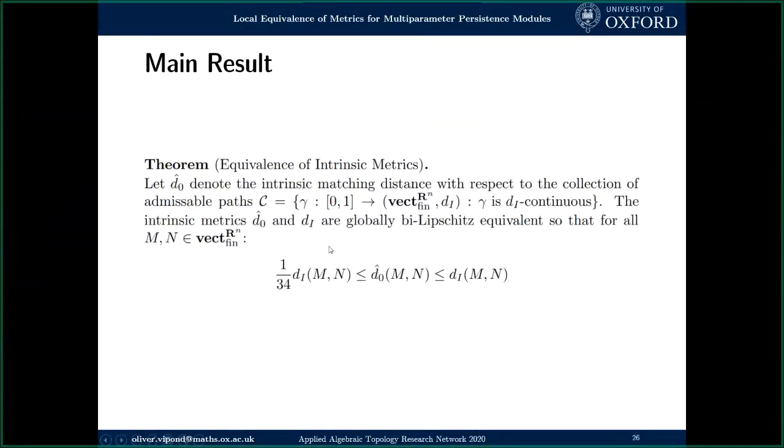And we can also show that this local equivalence result induces a global equivalence result for intrinsic metrics. So if rather than just considering metrics between points in our space, we consider paths between modules, then we can show that the induced metrics of the matching distance and interleaving distance are in fact globally equivalent. And we do this by leveraging our local result and extending it to a global result when we're integrating our distance along paths. If you're not familiar with the terms in this statement, I'm going to explain it more later, so don't worry.